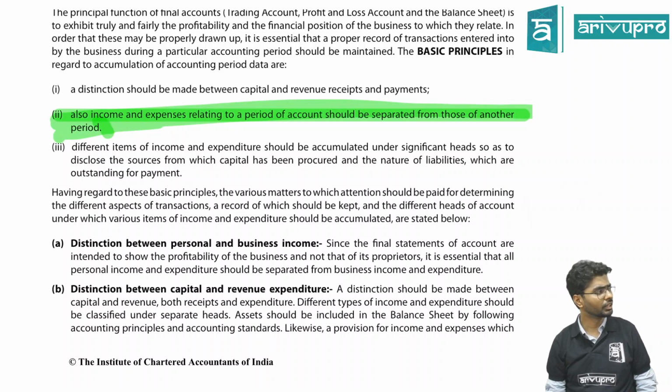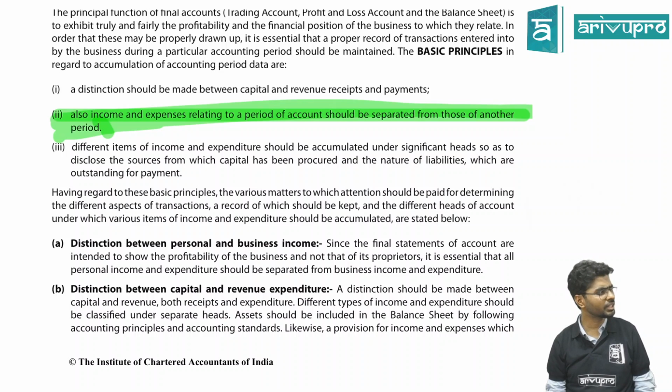First one, distinction between personal and business income. Personal is always considered under what? Drawings. Because of which concept? Business entity concept. Only the business income should come in the books of accounts.